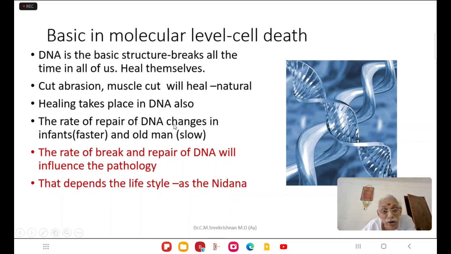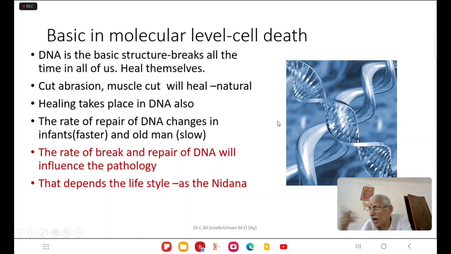The rate of repair of DNA changes in infants and old men. In infants it is faster, in old men it is slow. So the rate of break and repair of DNA will influence the pathology. That depends on the lifestyle as the nidana. So all this nidana, mithyahara, vihara affects the repair and breakdown of DNA at the subtle level. That causes the cell death.